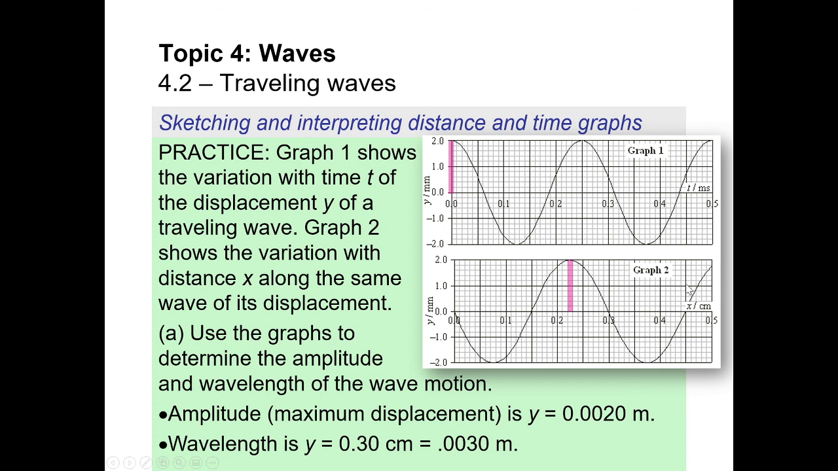Now the wavelength we would have to get from graph number 2 because this is what's measuring distance. If we start here at the beginning, we start off with 1 full trough and then 1 full crest. So we stop here at the 0.3 mark because that's when the next full trough will begin. So 0.3 centimeters, divide that by 100, and we get 0.0030 meters.